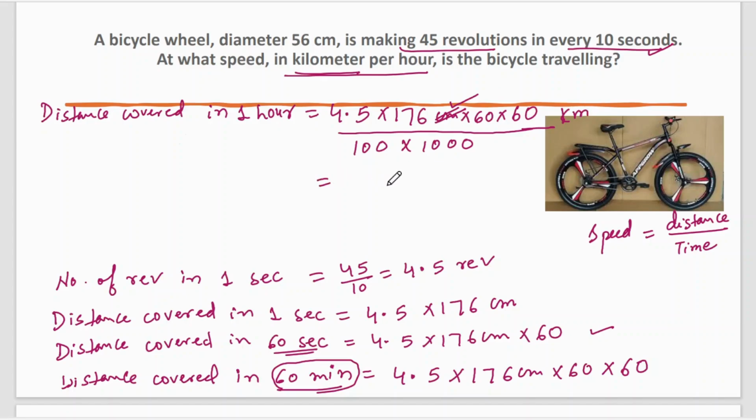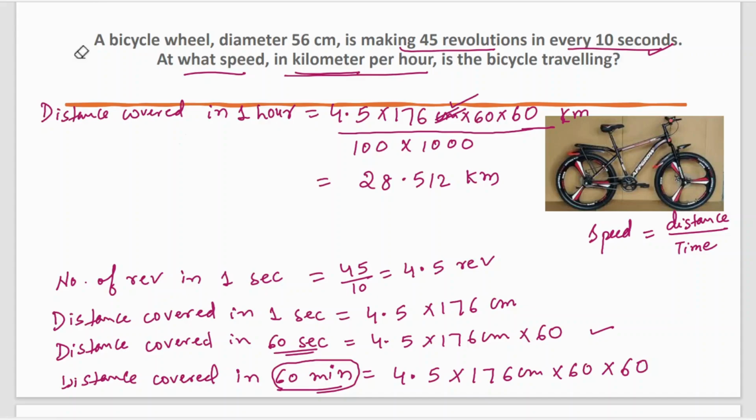Finally, after calculation, you will get 28.512 kilometer. So now we have got the distance covered by the wheel in 1 hour, that is 28.512 kilometer. Now we can see the meaning of speed. Speed means kilometer per hour. How much distance are they covering in 1 hour? That is 28.512 kilometer. So we can say that the speed of the wheel is 28.512 kilometer per hour.